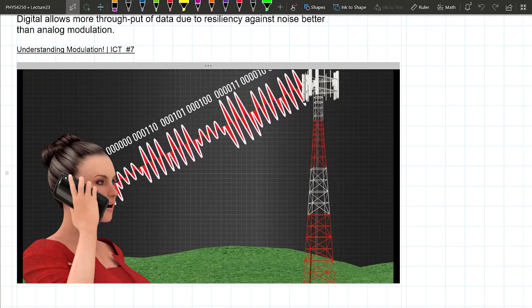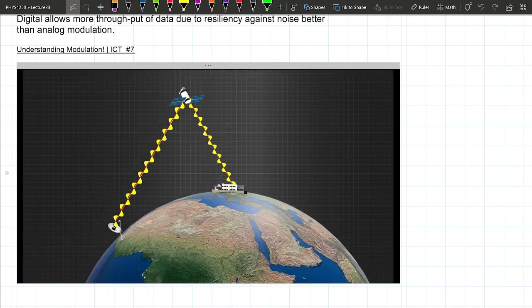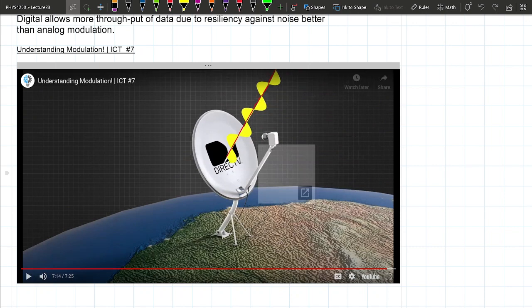The modulation techniques are not restricted to only cellular communication and FM radio, but also have applications in television broadcasting, Wi-Fi, optical fiber. I think that's enough.